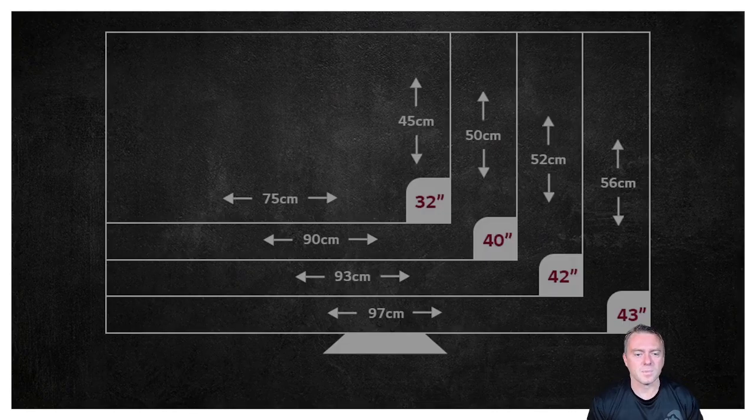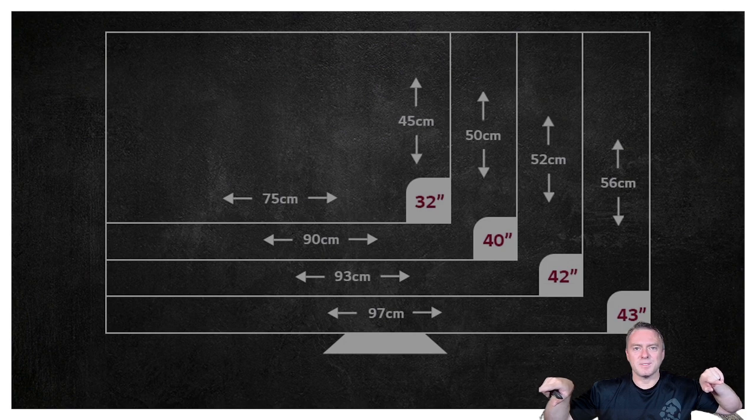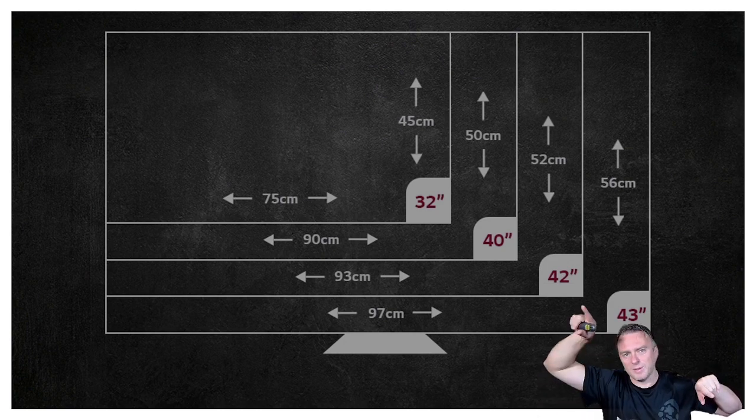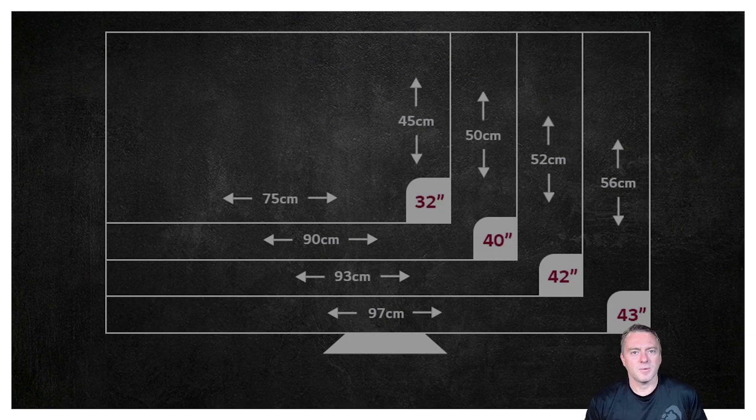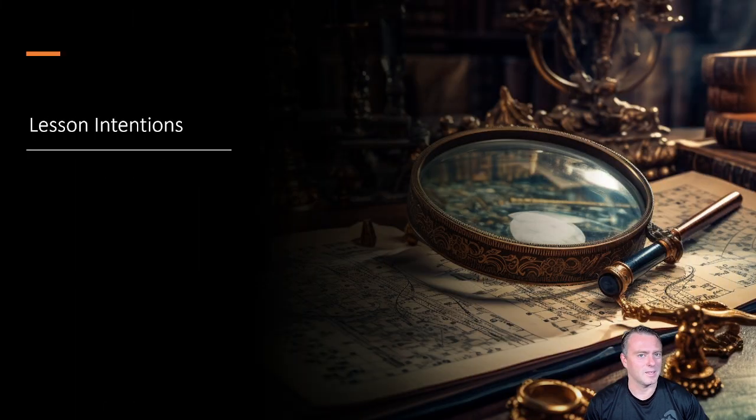So a 32-inch TV, for example, usually has a base of 75 centimeters and then a height of 45, and then a 90 by 50, 93 by 52, and then a 97 by 56 all the way up to 43 inch. Now we're going to use a bit of Pythag here and see what we can do with a 32-inch TV and see how accurate that is.